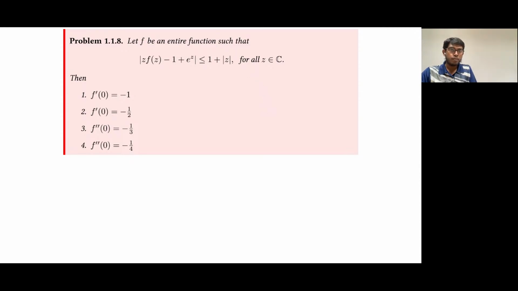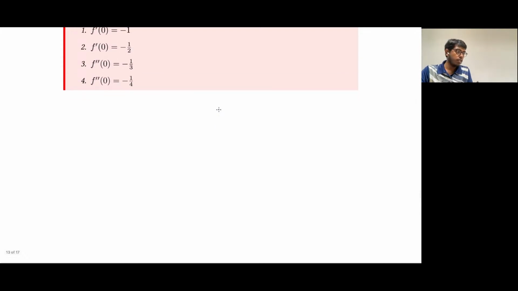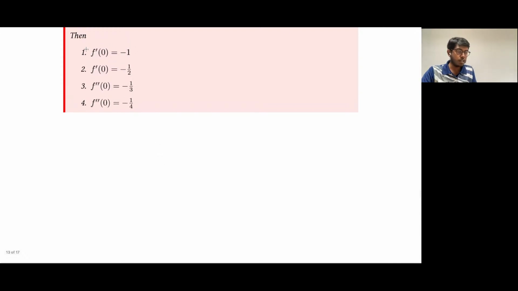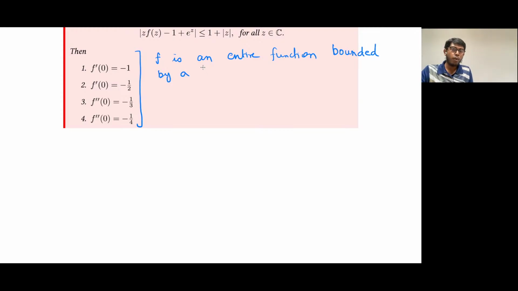Okay, let's see. It's again not very difficult. I'll just write down a general problem instead of this. You are saying the first option is correct; we'll see where it went. So let's see. I'll write down a general result and prove that: if f is an entire function bounded by a polynomial of degree m, then f is indeed a polynomial.